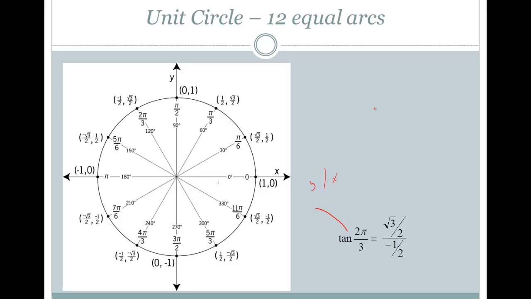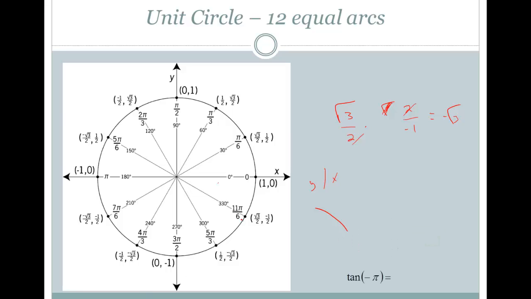Remember, when you divide by a fraction, you multiply by the reciprocal, times 2 over negative 1. The 2 is going to cancel, and I should get negative root 3. Okay.